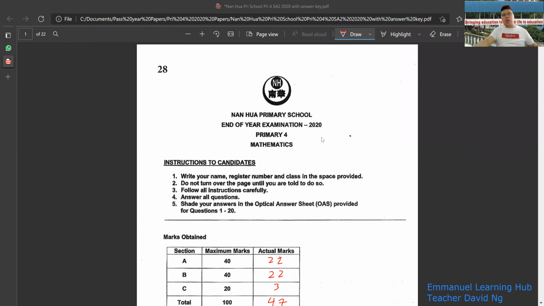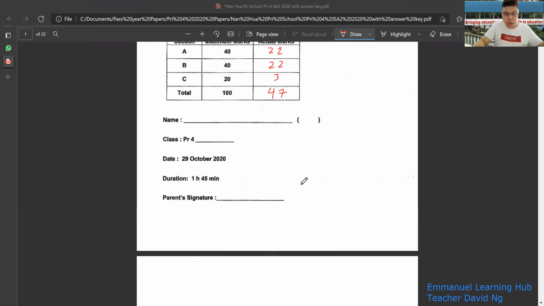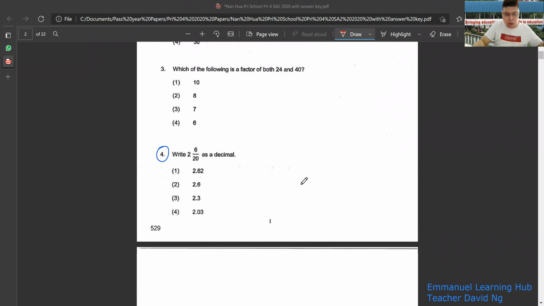Okay, we'll be going through Nan Hua Primary School end of year paper for questions that my student has asked. Okay, we'll go straight to question 4.